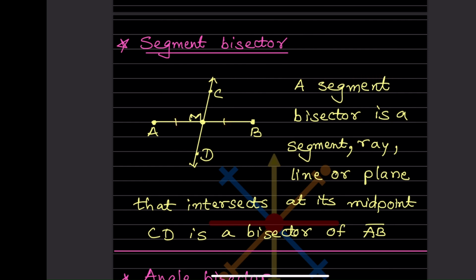A segment bisector is a segment, ray, line or plane that intersects a segment at its midpoint, and CD is the bisector of AB. This will be extended here. When we write AB and put a bar over it, that means it is the segment, which is a fixed measurement. So now you can see from here to here, this will be the midpoint of it, and from here to here, this point is going to be the midpoint of it.